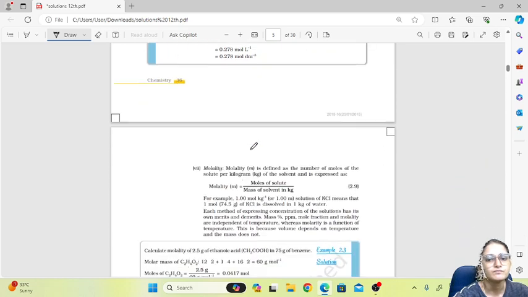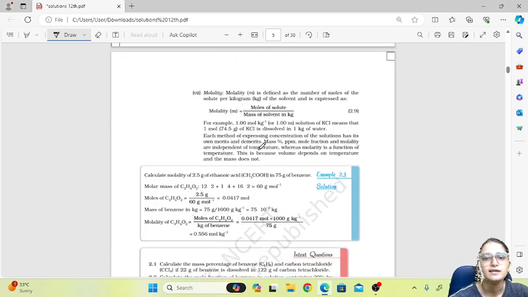Next is molality. Molality is a little different from molarity. It tells us about moles of the solute per mass of solvent in kg. So here we consider mass and not the volume. It is the mass of solvent in kilograms, not in other units. For example, if you have 1 mole per kg, or a 1 molal solution of KCl, it means that 1 mole of KCl is dissolved in 1 kg of water.